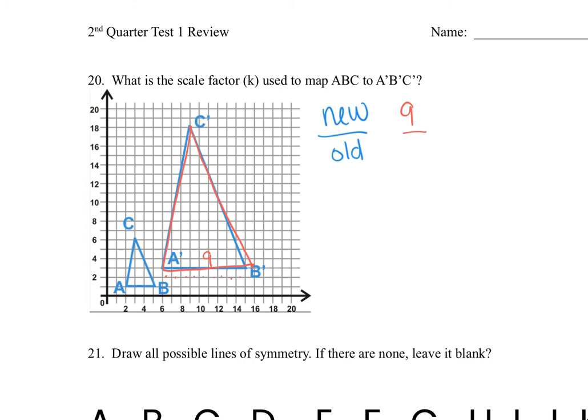And then for the old one, we have to count the same exact side. So we're still doing A to B. And there's 1, 2, 3 squares. So now we just need to simplify this. 9 over 3 is going to give us 3 for our scale factor.